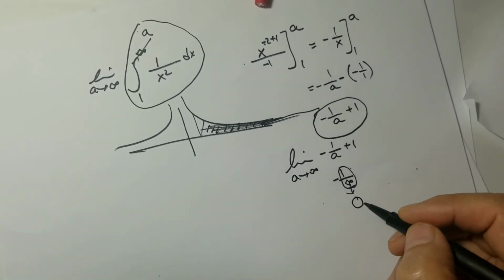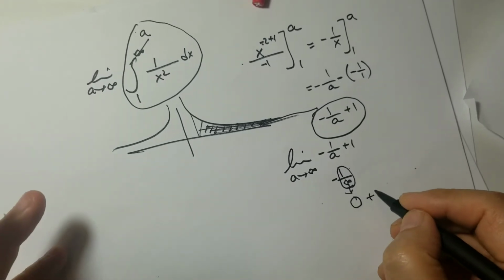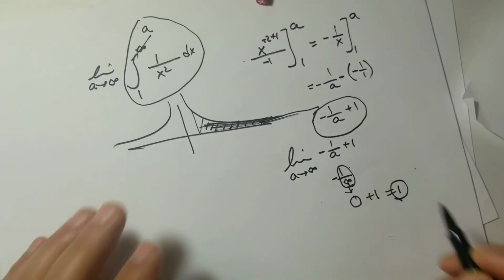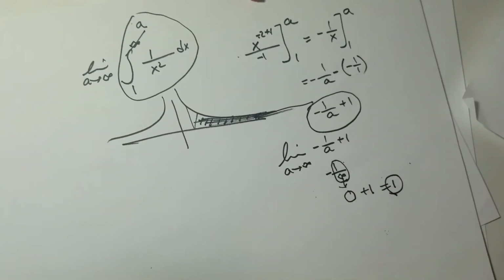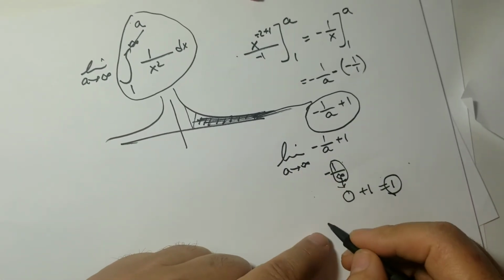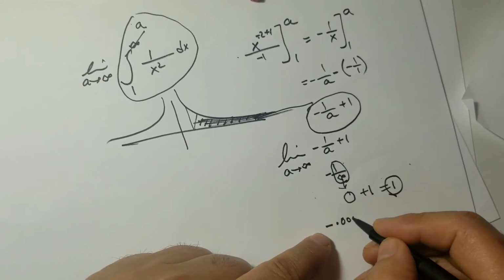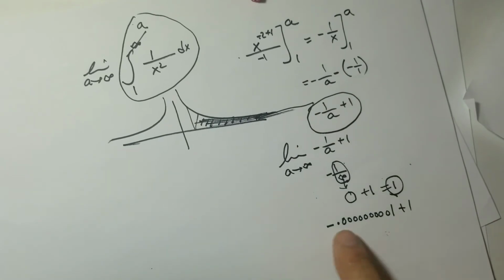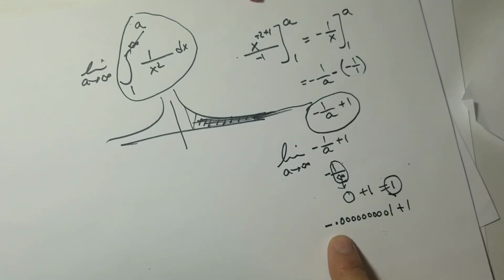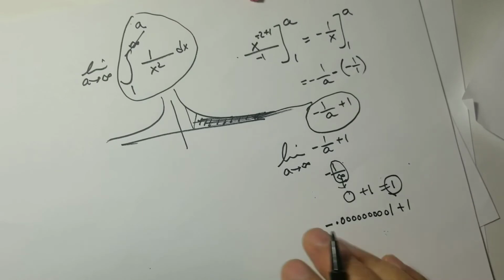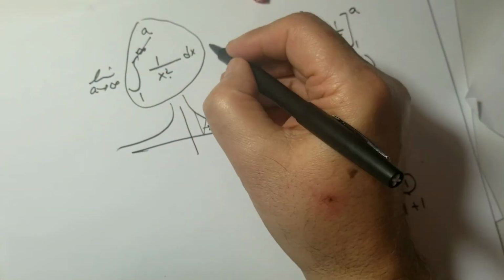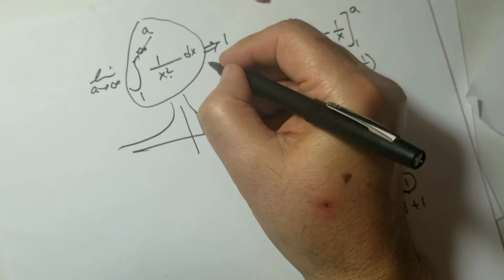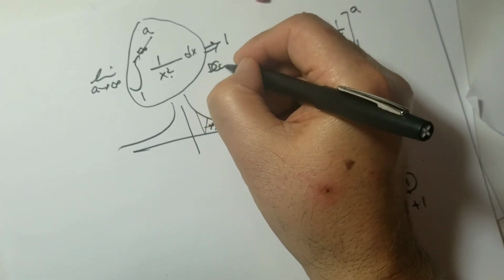I didn't say 0. Approaches 0 plus 1. Therefore, that area under the curve right here, I got 1. Is it really 1? No, because that approaches 0. Maybe this 0 is 0.00000000001 plus 1. Therefore, that is not 1. That's close to 1. Then you better say that the improper integral approaches 1. Because it approaches 1, it converges.